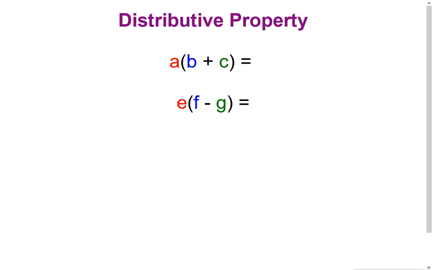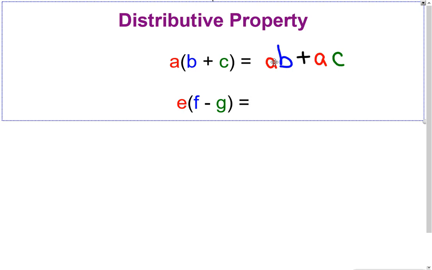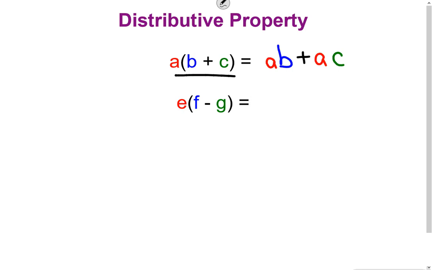So what we do here is we're going to take our number outside the parentheses, in the first example, the a, and we're going to multiply it by everything, or each term, I should say, inside the parentheses. So we're going to take that a and multiply it by the b, and we're also going to take the a and multiply it by the c. And then since we're adding inside the parentheses, we're going to continue to add here. So we have just used the distributive property to take this, our a, to take this part and multiply it together to be that part.